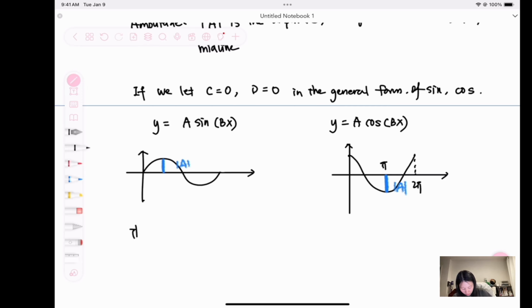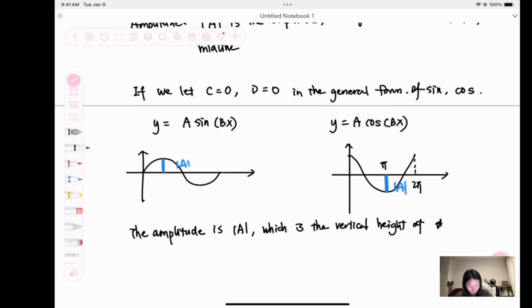So to summarize, the amplitude is the absolute value of A, which is the vertical height of the midline. And the amplitude A is equal to half of the maximum minus the minimum. For example, your maximum is 1, your minimum is -1. When you subtract them, the total distance from the maximum to the minimum is 2, right? Half of it is equal to A. Basically, half of it is how far the maximum is from the midline, or how far the minimum is from the midline.